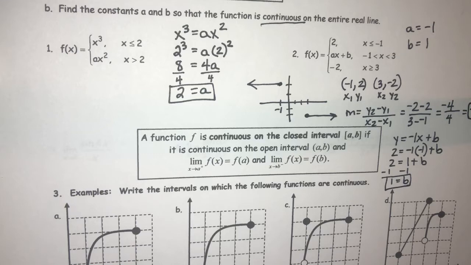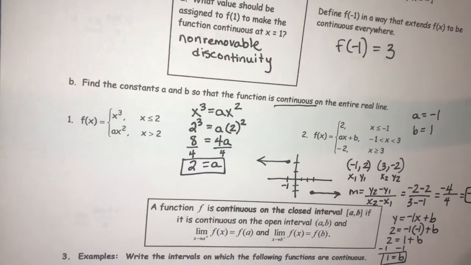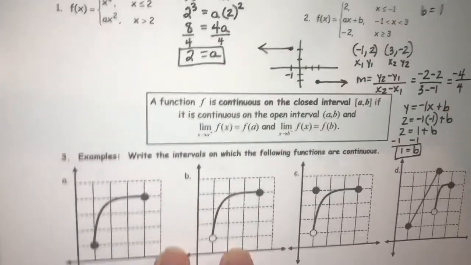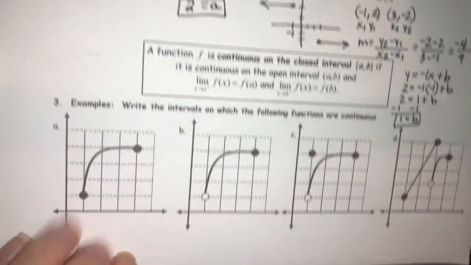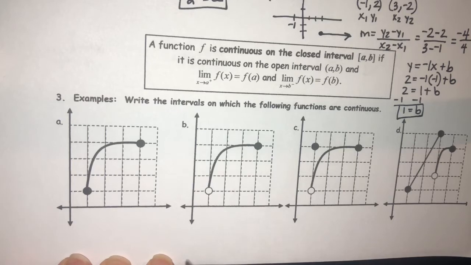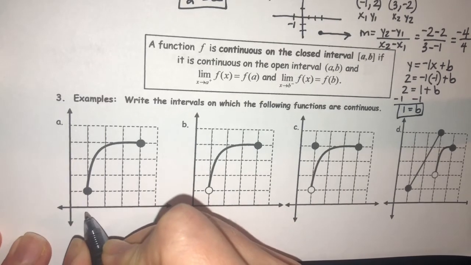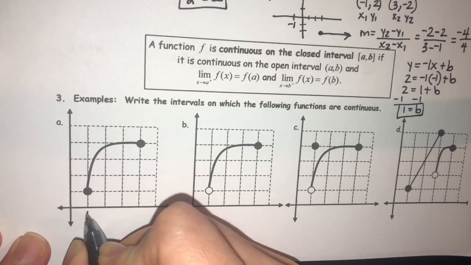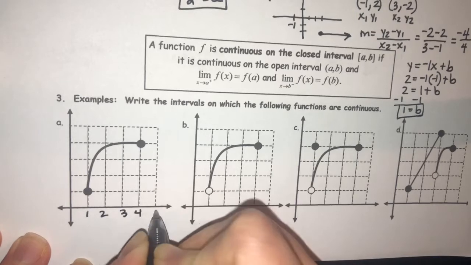So take a look at the examples at the bottom of the page. There are 4. Scoot the paper. So I'm going to put my x-axis numbers here. This is 1, 2, 3, 4, 5.